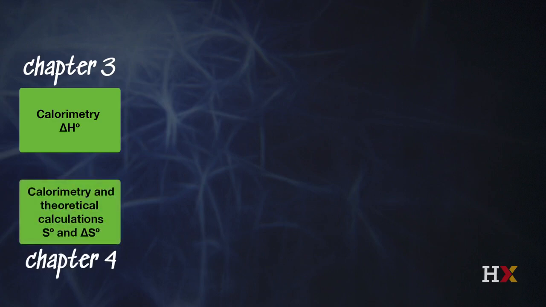And in chapter 4, we unified the idea of enthalpy and entropy by creating Gibbs free energy, delta G, which is equal to delta H minus T delta S. That's our expression for the Gibbs free energy of a chemical reaction.